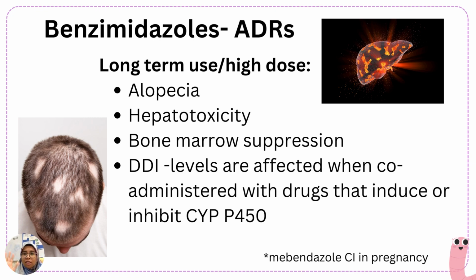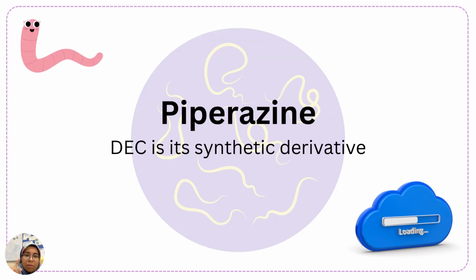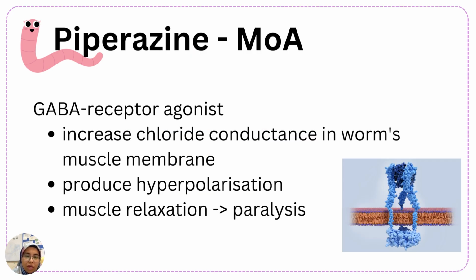Okay, that's all for benzimidazole. That's all you need to know. Alright, so the next one is piperazine. And please remember that DEC is a synthetic derivative of piperazine. Mechanism of action, it is a GABA receptor agonist. GABA again. Recall your CNS from before. As a GABA receptor agonist, it increases chloride conductance.